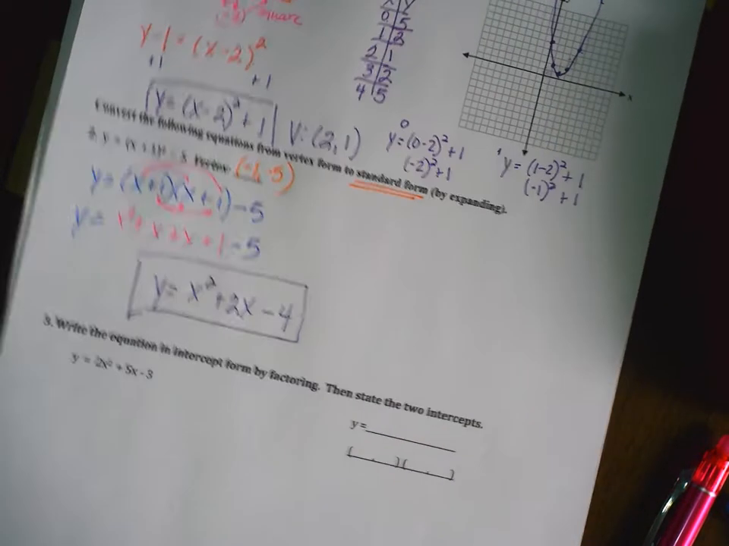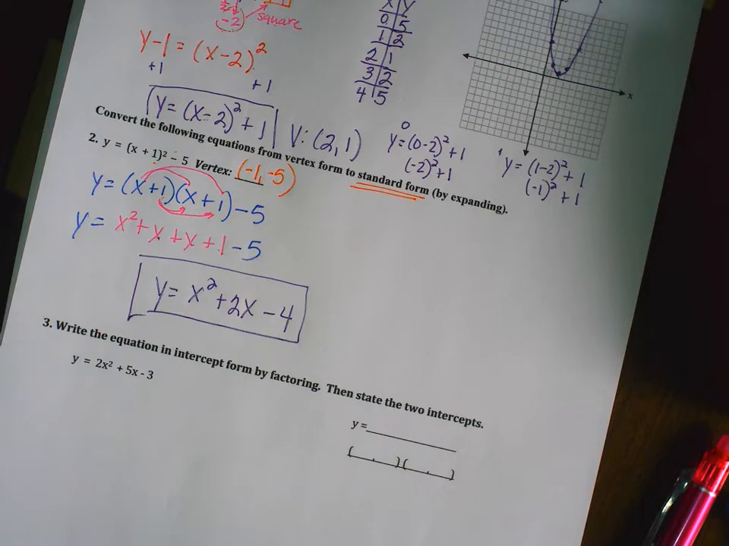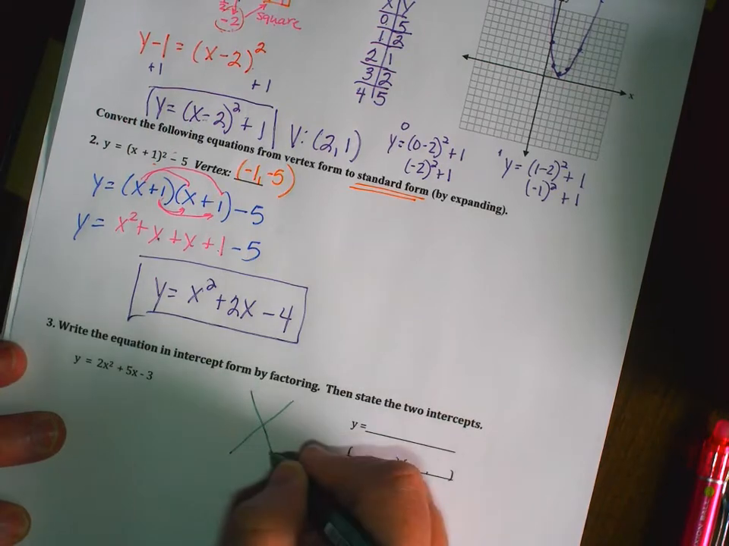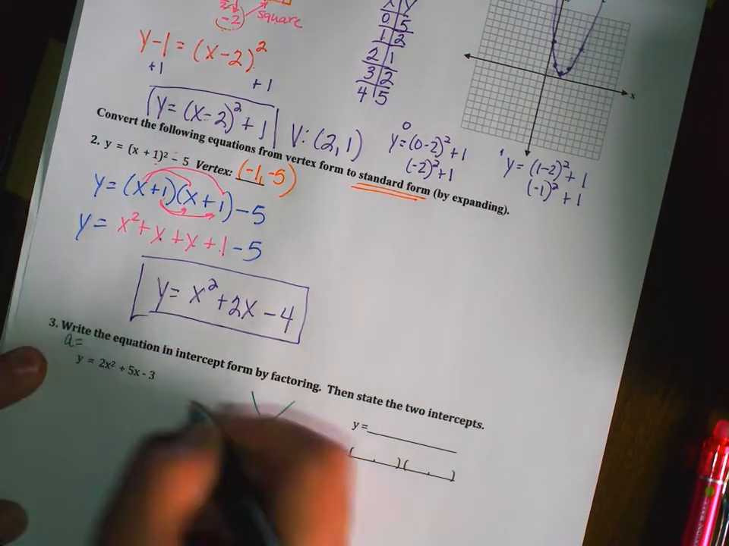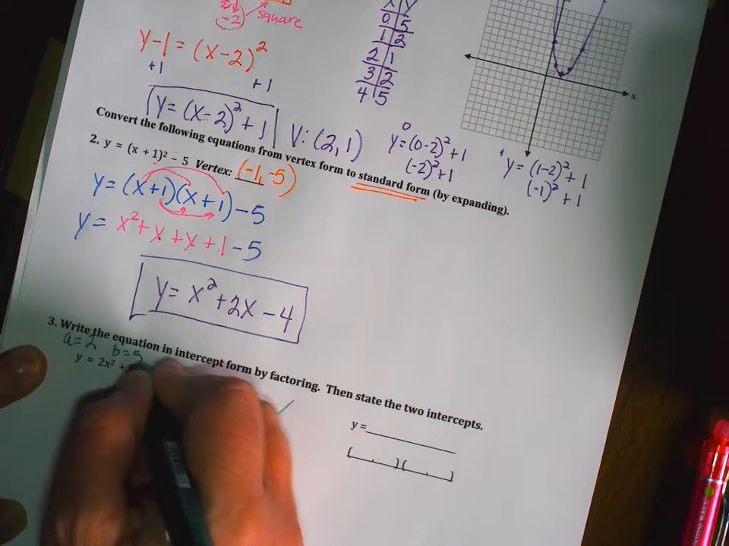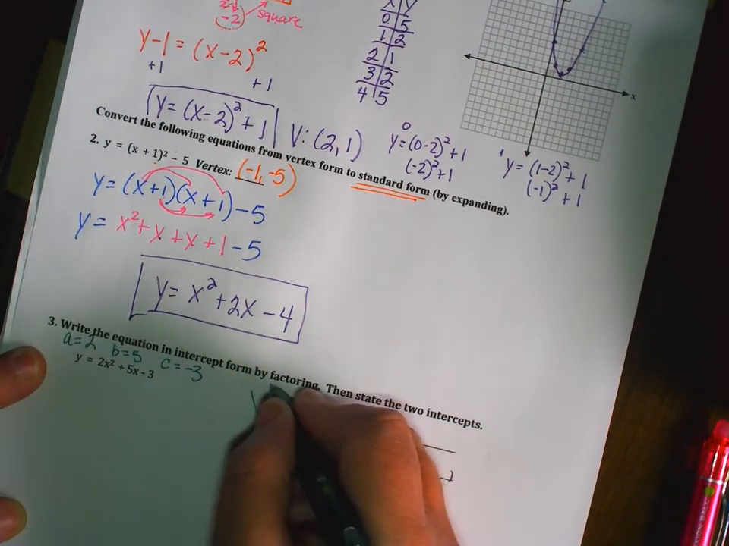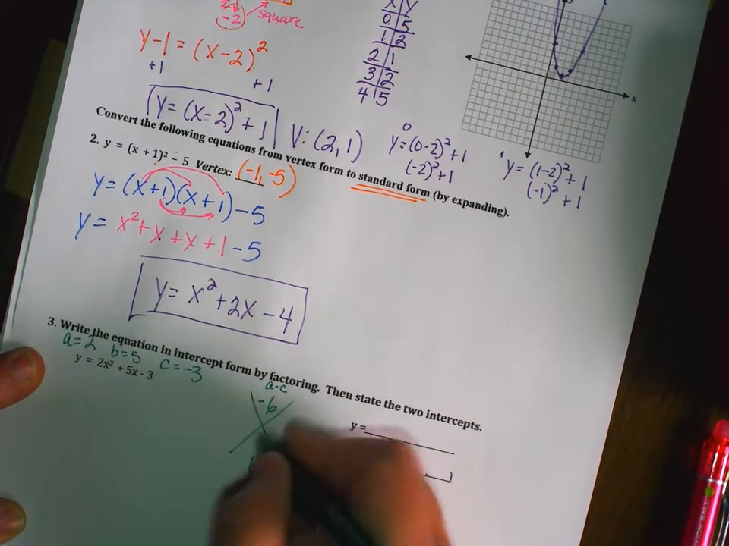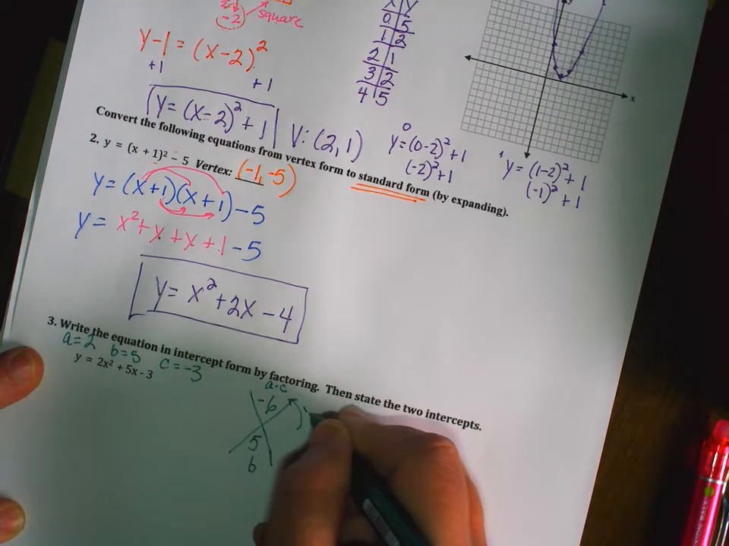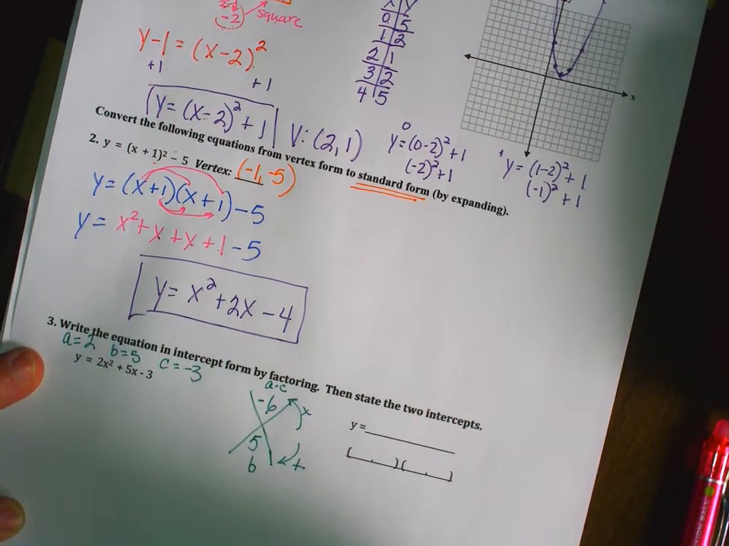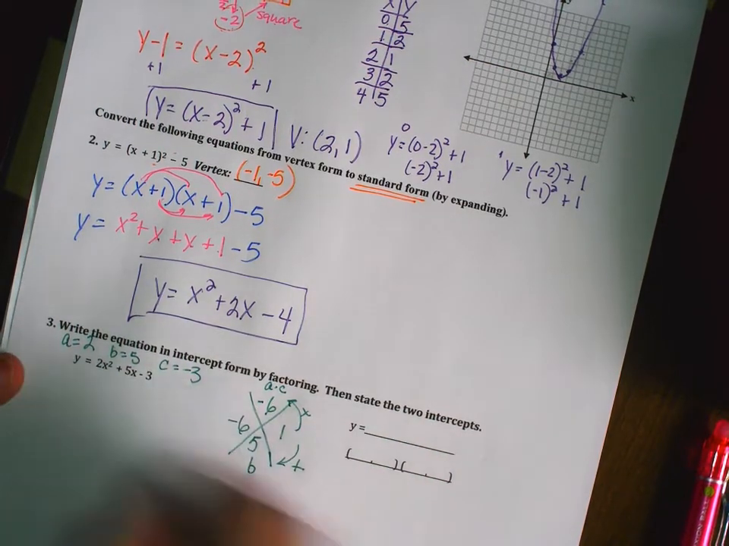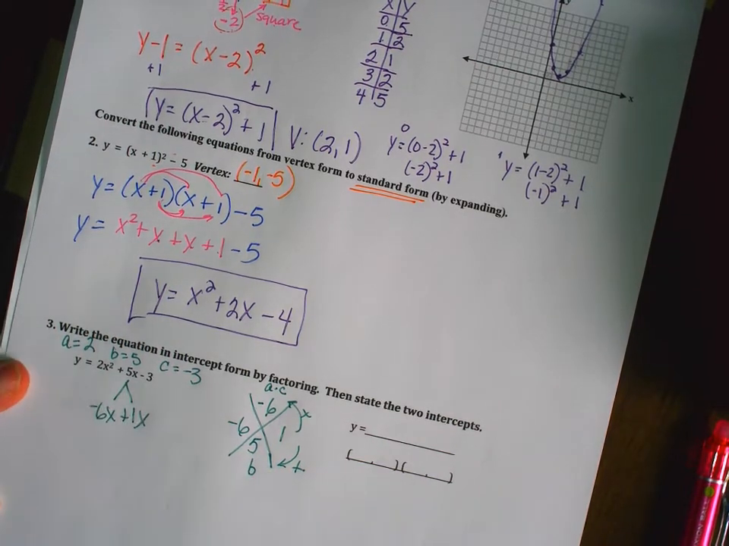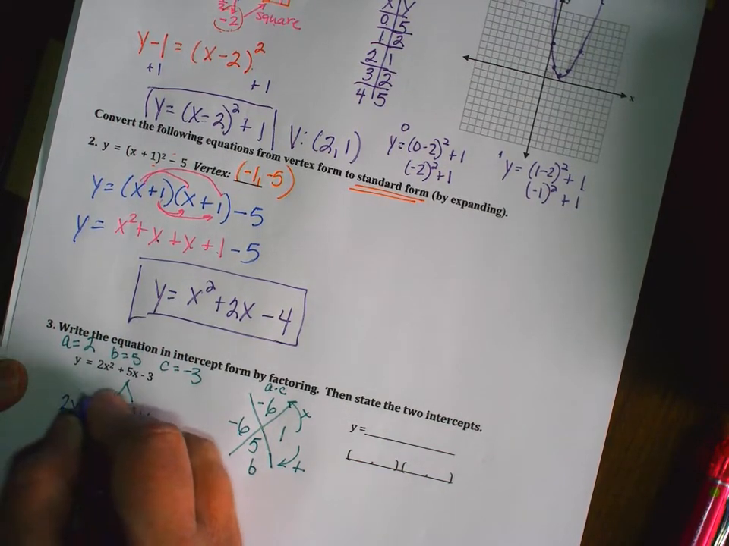And the last one is going to be writing something in intercept form by factoring. So I've got to factor. This is how I do it with my kids. First we find a, b, and c. A is 2, B is 5, and C is negative 3. So I put whatever A times C is up here. 2 times negative 3 is a negative 6. I put my B term down here, which is 5. And I need 2 numbers that are going to multiply to be negative 6 and add to be 5. And that would be negative 6 and 1. So I'm literally going to split 5x into negative 6x and plus 1x. And meanwhile, the 2x squared comes down and the minus 3 comes down.